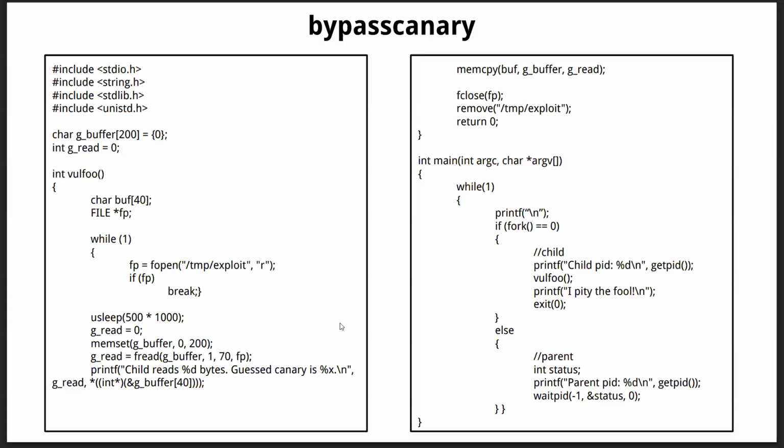After that, this f-read actually has no bug, because we're reading into the global buffer. But after that, we're going to copy from the global buffer to the local buffer. That memory copy is where the bug is. No matter how many bytes you put there, it will copy that. Then it will close the file and remove the file. So that is the child process. Any questions here?